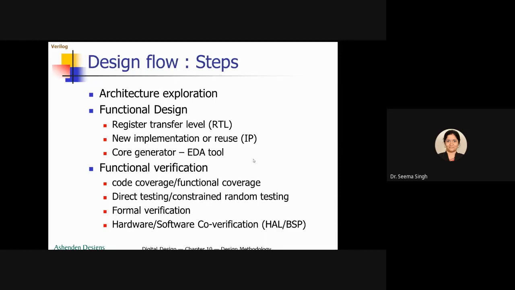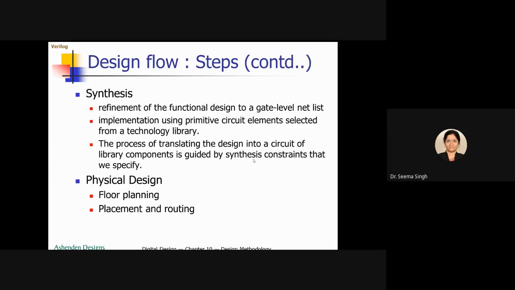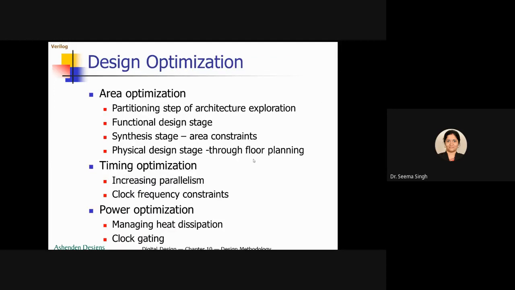Then you came to the testing part with various aspects. After testing, we saw synthesis, and then we saw the physical design part. Next we have to start with the optimization part, design optimization. Design optimization also has three things, three factors, which I will cover in the next part.